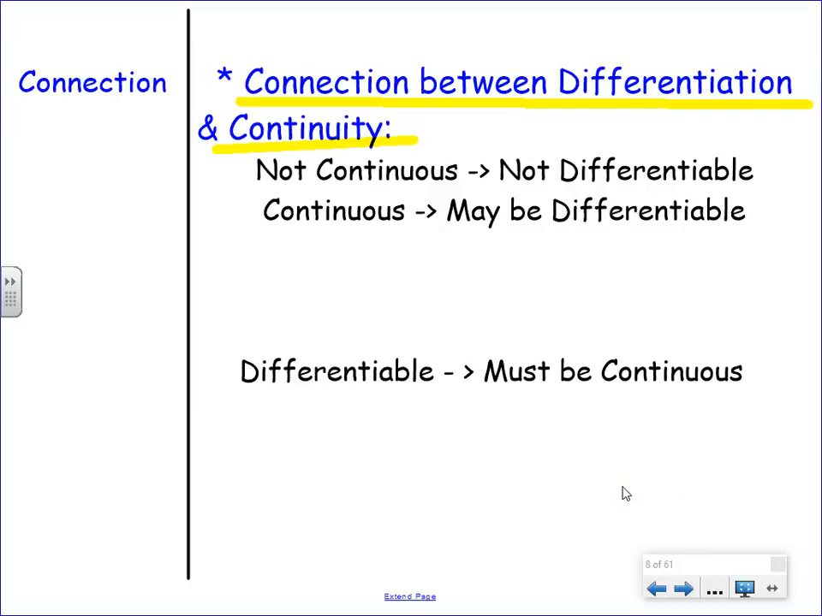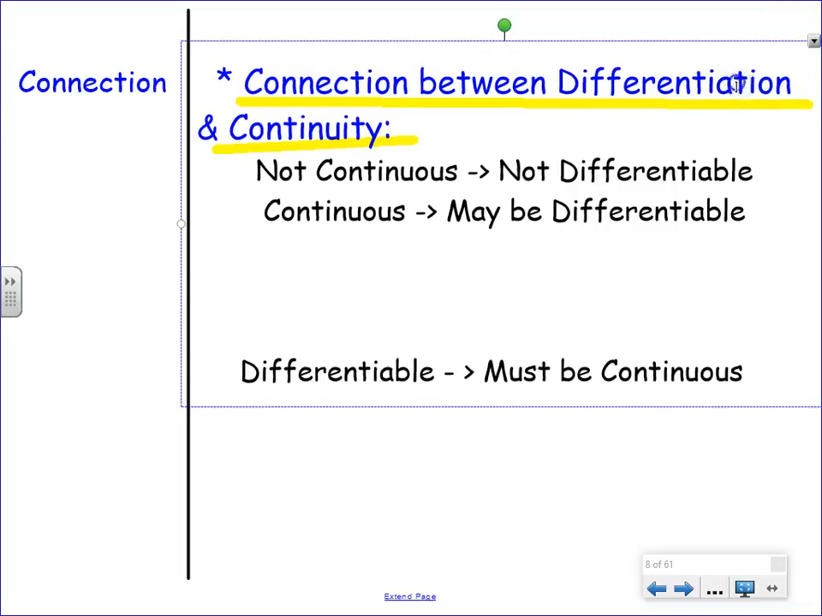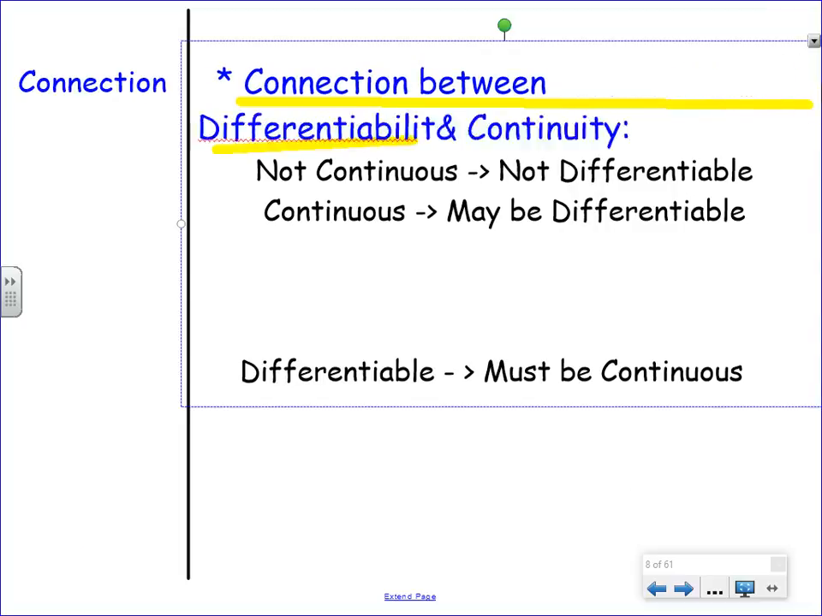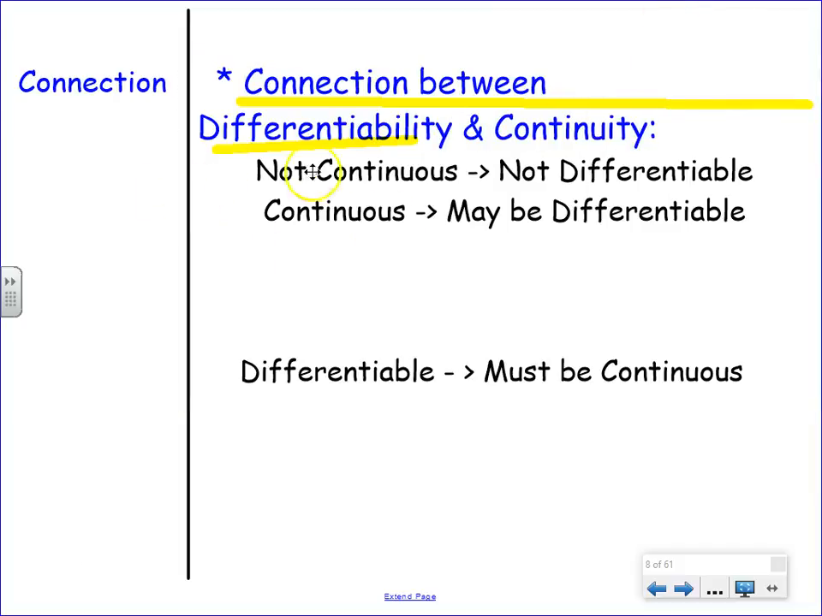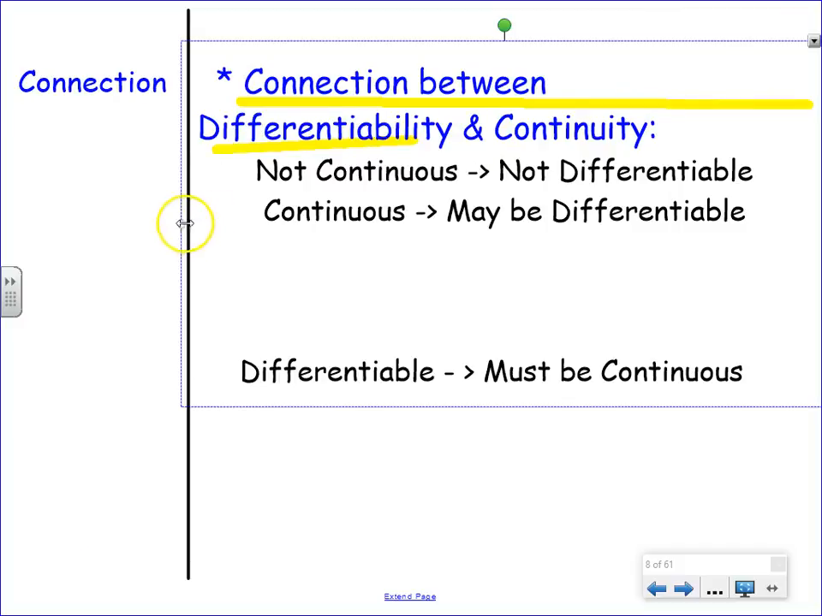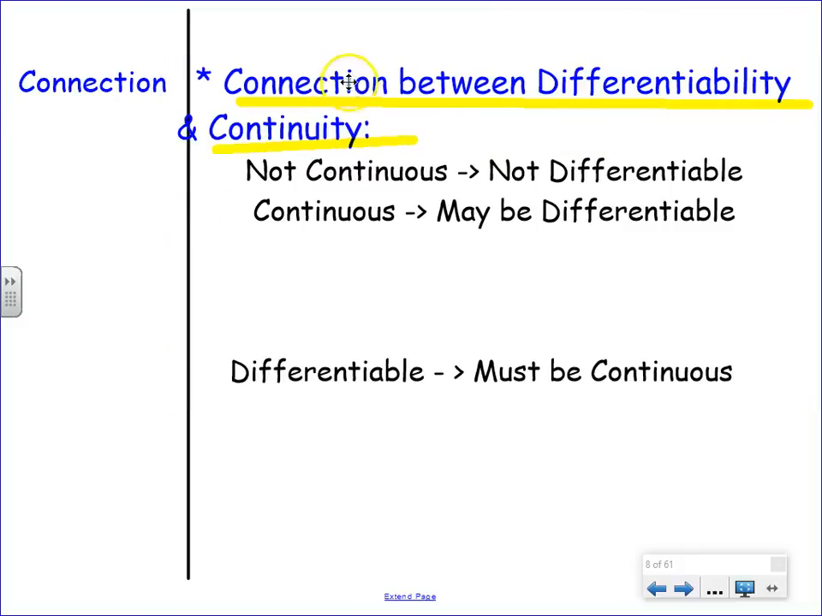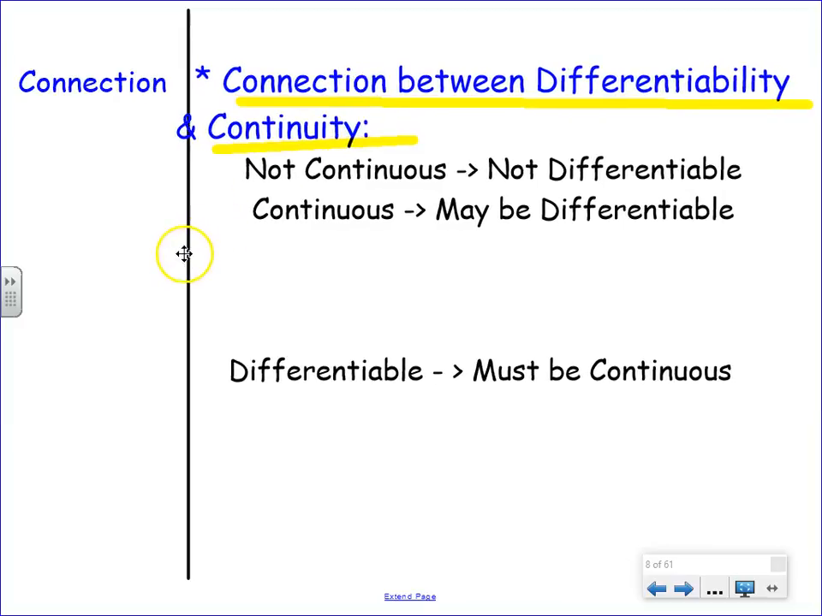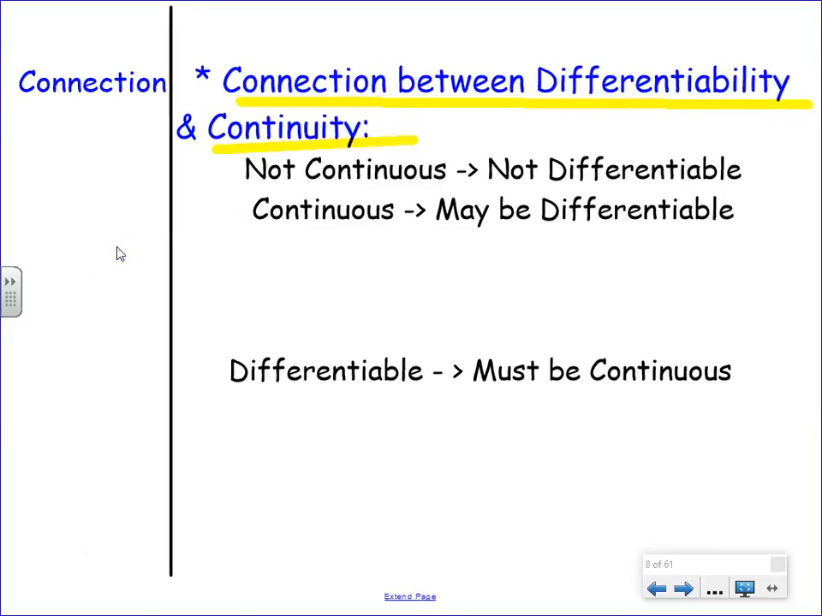Last one. Connection between differentiation and continuity. Actually, let's change this. Differentiability and continuity. There we go. Connection between differentiability and continuity. Long story short, if a function is not continuous, it's not differentiable. If it's not continuous at a point, it cannot have a derivative at that point. If a function is continuous, it may be differentiable.